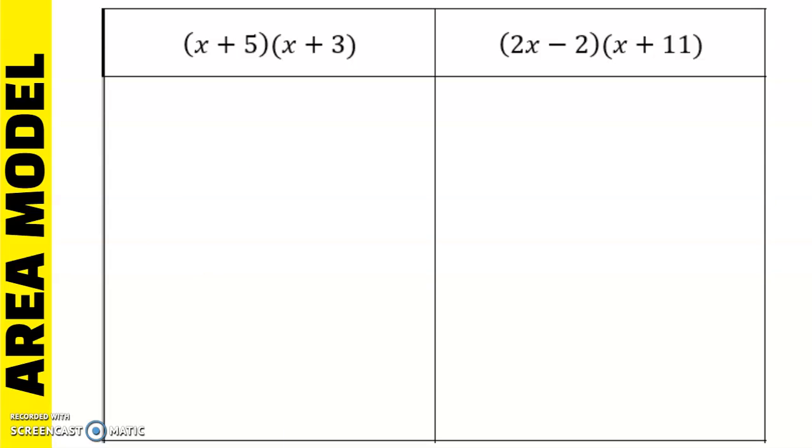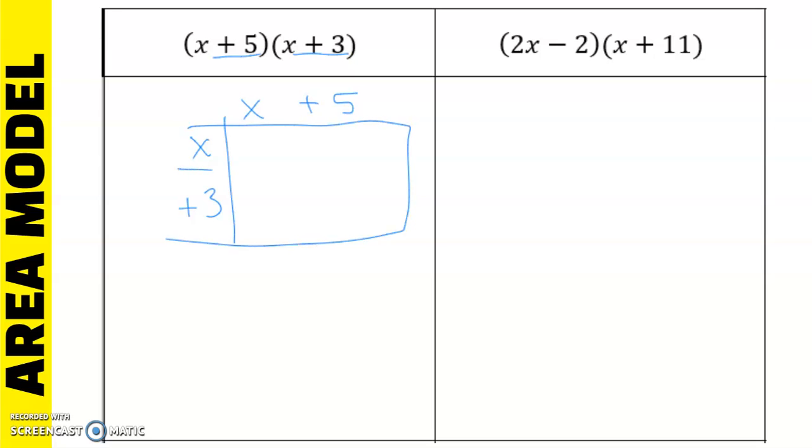All right, so when I have x plus 5 times x plus 3, these two quantities are like the sides of my rectangle, okay? So I'm going to set up, I have x plus 5, I'm going to give myself some room here, and then my other side is going to be x plus 3. Then I'm going to draw my box. My job is to find the area of this box. That's what multiplication is, right? When you're multiplying two quantities anyway.